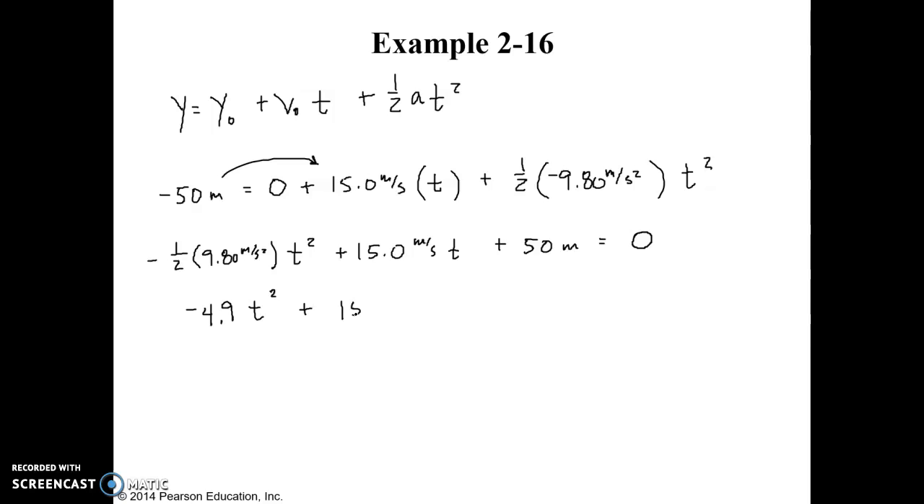Plus 15.0 t plus 50 equals 0. So we have the quadratic formula: ax squared plus bx plus c equals 0. So this is our a, negative 4.9. This is our b, 15.0. And this is our c. And our x's are actually t's, but that's okay. It's just the variable squared and just the variable by itself, and no variable at the end there.